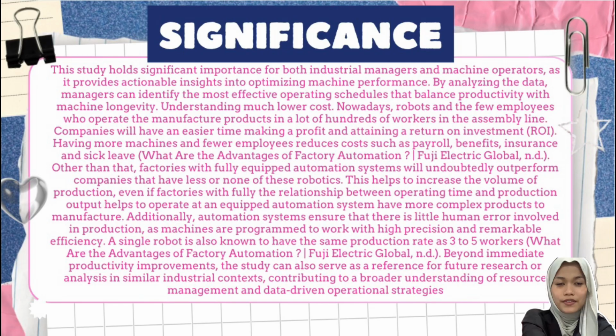Next, moving on to the significance of the study. This study is significant because it helps factory managers and operators make better decisions regarding machine usage. By understanding how operating time can affect the output, the factory can improve scheduling, reduce downtime, and also increase productivity. In addition, this study also contributes to the knowledge of statistical analysis by showing how correlation and regression can be applied in real industrial situations.